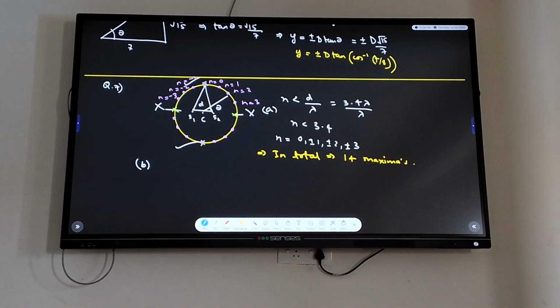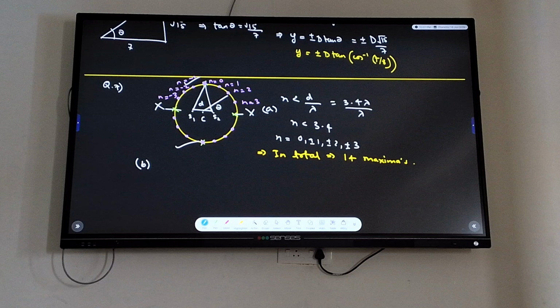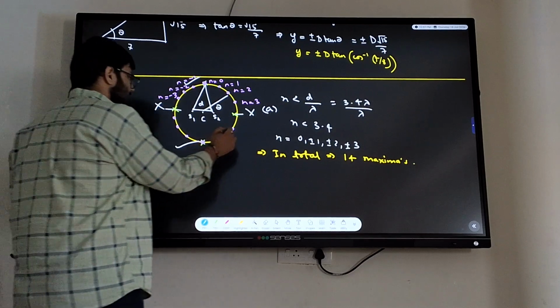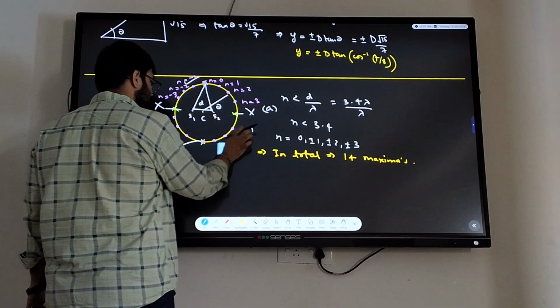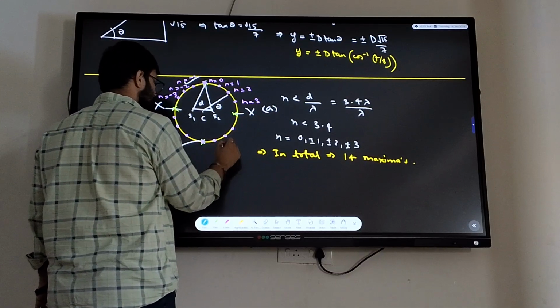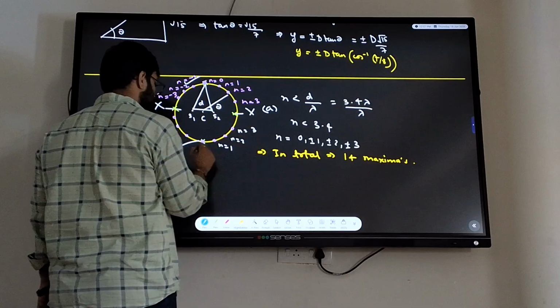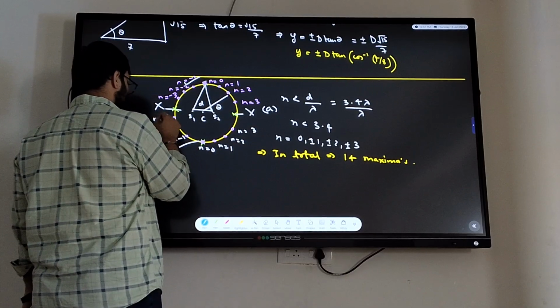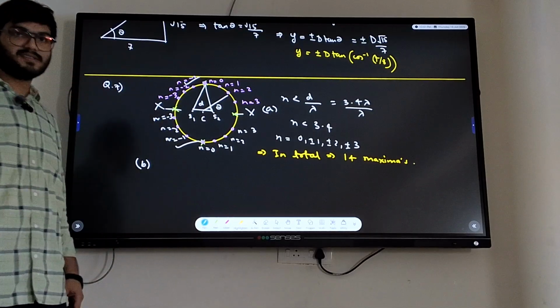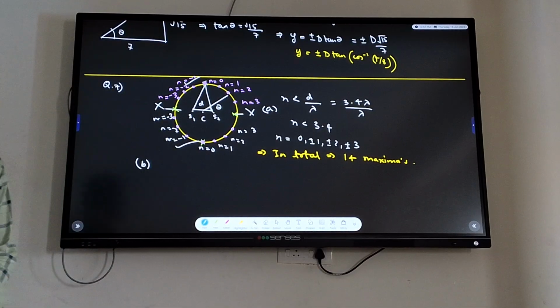I don't think they have mentioned to find the y. I think they have mentioned to find the angular position, I think. Angular position. Cos inverse? That's correct. Anybody else with the answer?